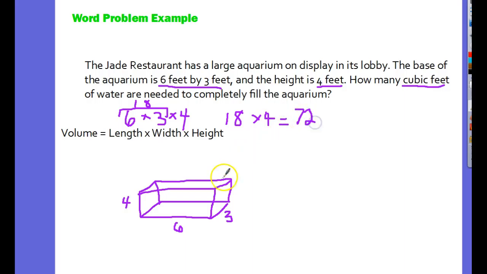Now remember, when I'm finding the volume, I have to include my measurements. It's going to be 72 cubic feet. So I'm going to write feet, or the abbreviation for feet, cubed. So your answer would be 72 feet cubed.